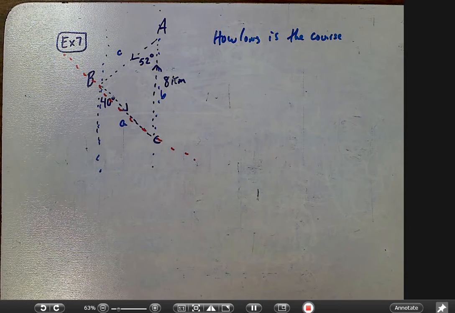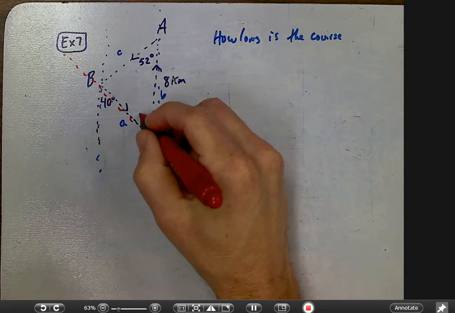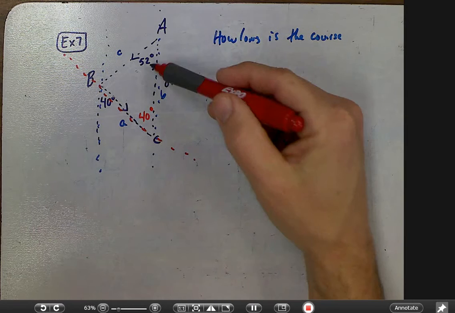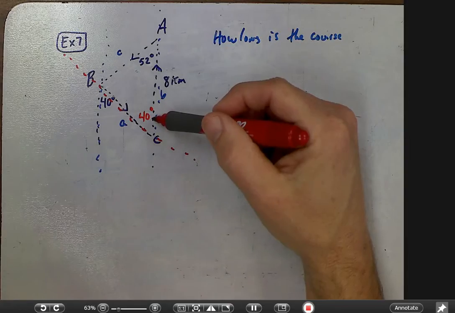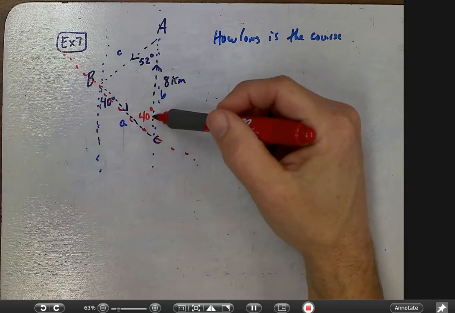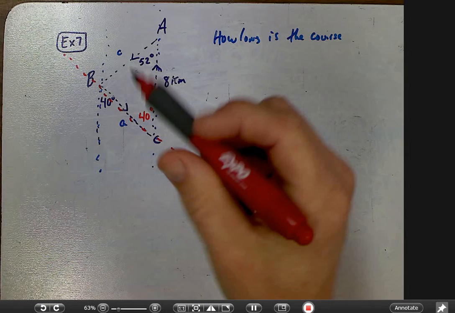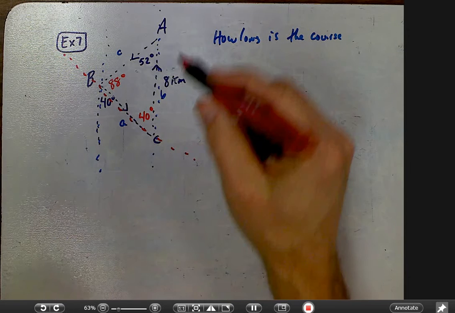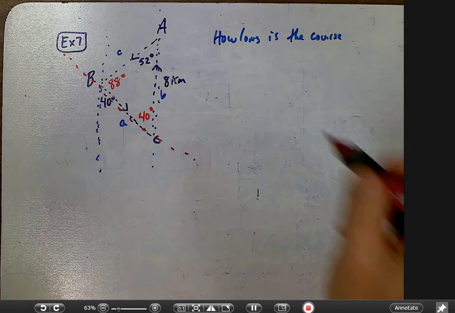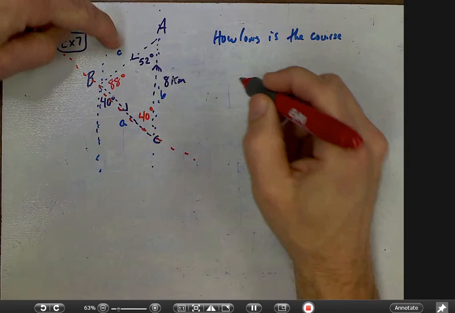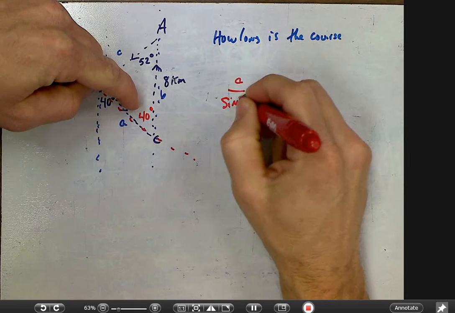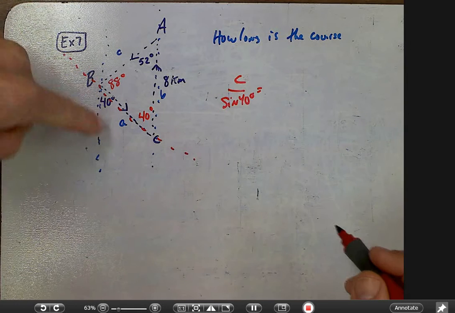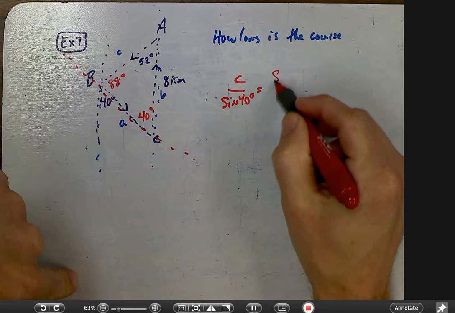Therefore, we know if this is 40 degrees, this is an alternate interior angle, which makes that 40 degrees. 52 plus 40 is 92. If I take that, subtract it from 180, that means this other angle here is 88 degrees. And now I know three angles of the triangle, and if I'm given one side, now I can just use law of sines. And so side C over the sine of 40 is going to be equal to side B, which is 8 kilometers, over the sine of 88 degrees.